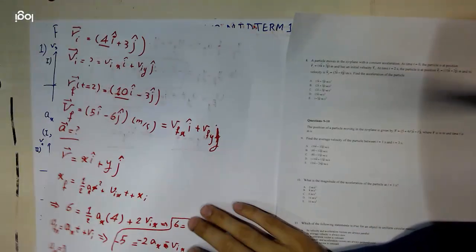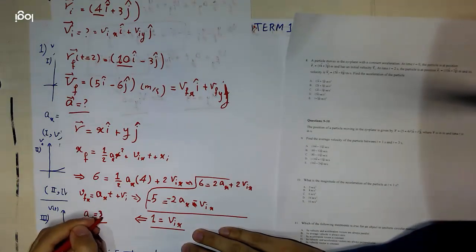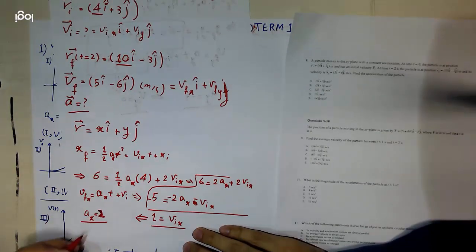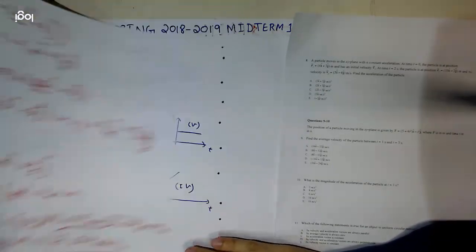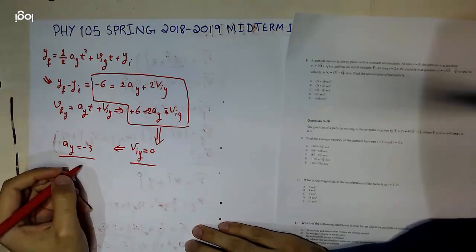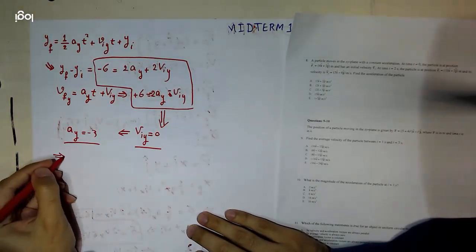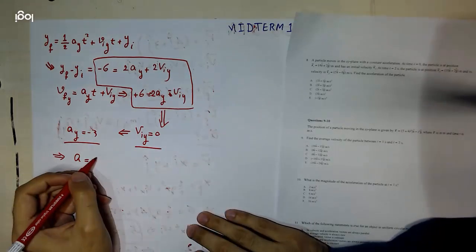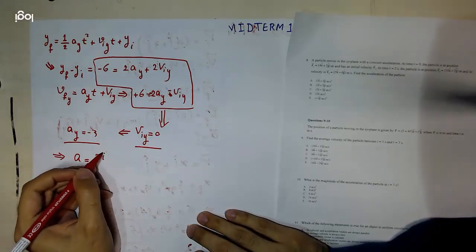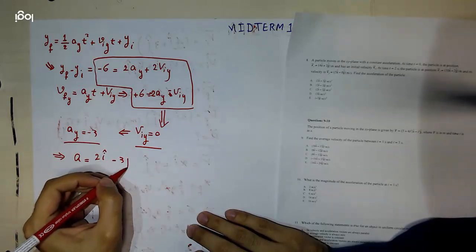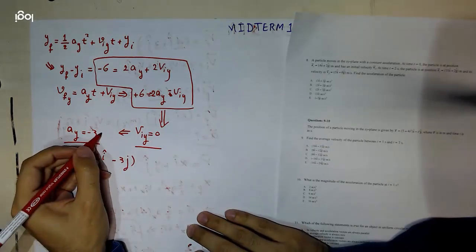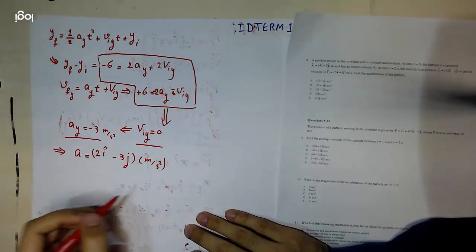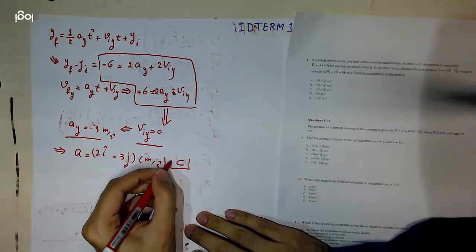So we got AX as a 2. Sorry, by the way, it was 2 in this part. We got AX as 2 and AY is minus 3. So our answer A is equal to 2i minus 3j meter per second square, which is C.